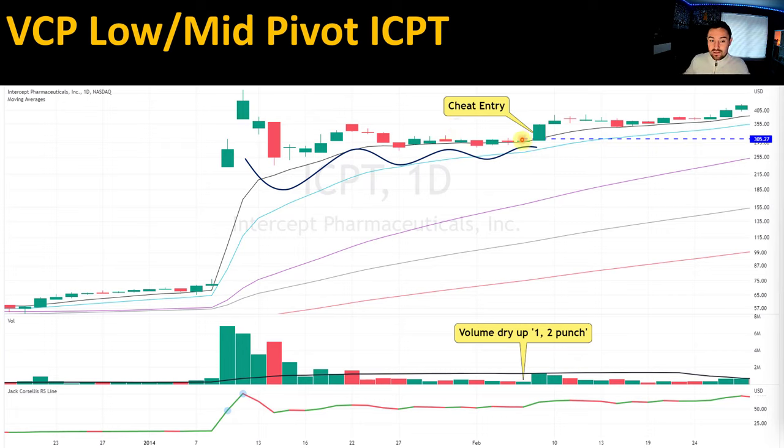And then you can see tightness of the final bar, volume dries up. I think that's probably the lowest volume bar thus far in the base, arguably the tightest candlestick as well. And then it goes, and see how price is sitting on the 10 EMA.